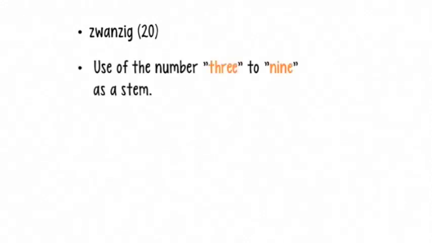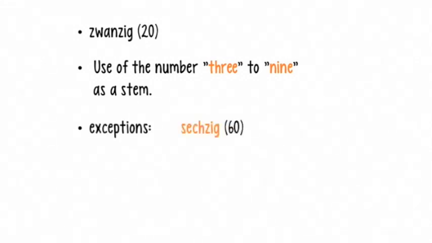Let's have a look on how to form the numbers you just learned. The only number which you have to memorize individually is the number 20, which means zwanzig. For the numbers 30 to 90, you just have to use the number 3 to 9 as a stem. There are again two exceptions. In the first case, we have the number 60, which means sechzig, and the number 70, which means siebzig. In both cases, it is like in the previous lesson that you have to cut out the ending.